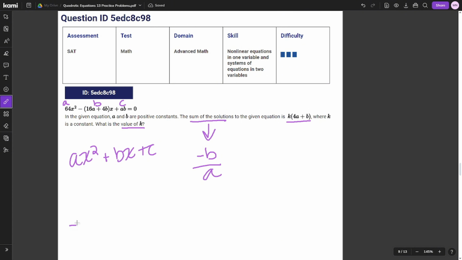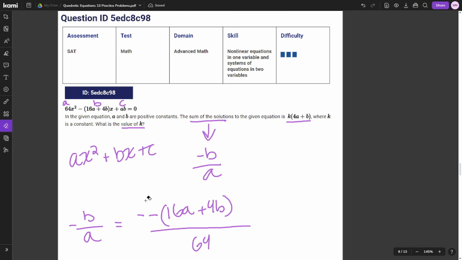Now if we go ahead and plug in our values into this equation, we get that negative b is going to be negative (negative 16a plus 4b) over a, which is 64. Now I think you can tell, but these two negatives are going to cancel each other out. So now we're left with 16a plus 4b over 64.